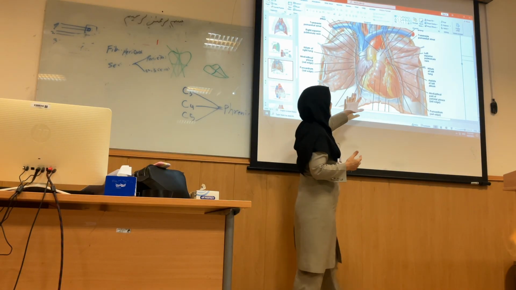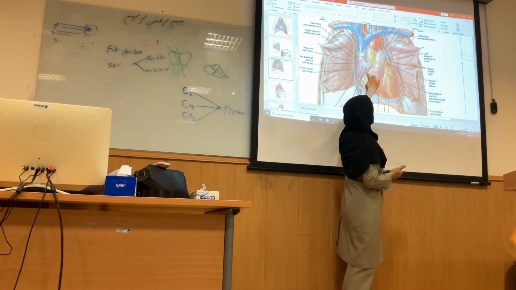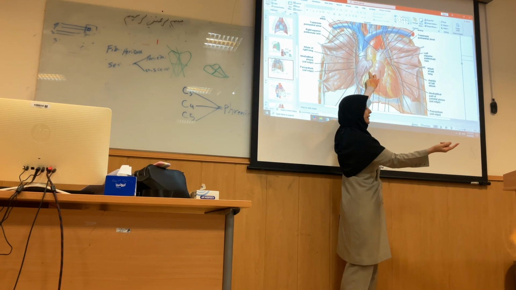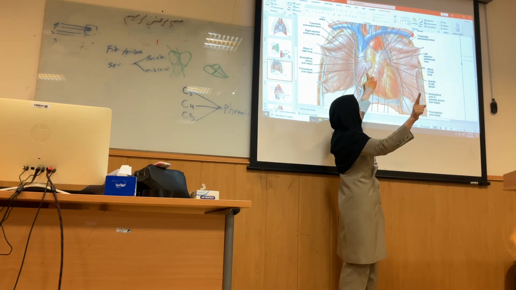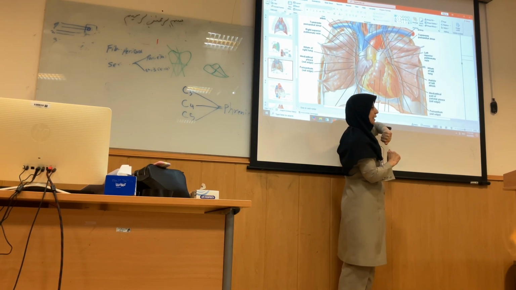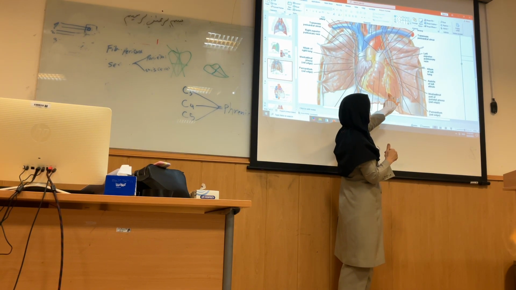Then we are going to look at the heart. On the outer layer of the heart, we have some grooves, some circles. For example, we have a groove that circles the heart and divides both atria from both ventricles. And additionally, I am able to show you another groove.